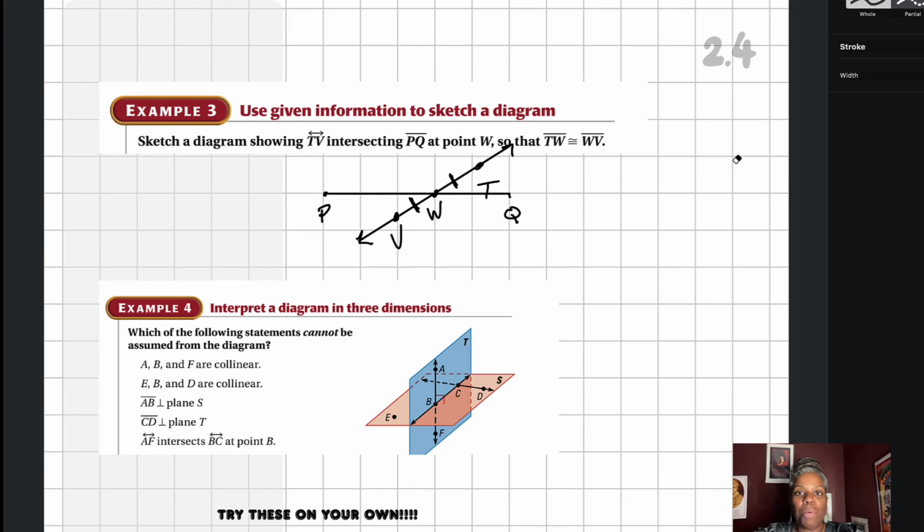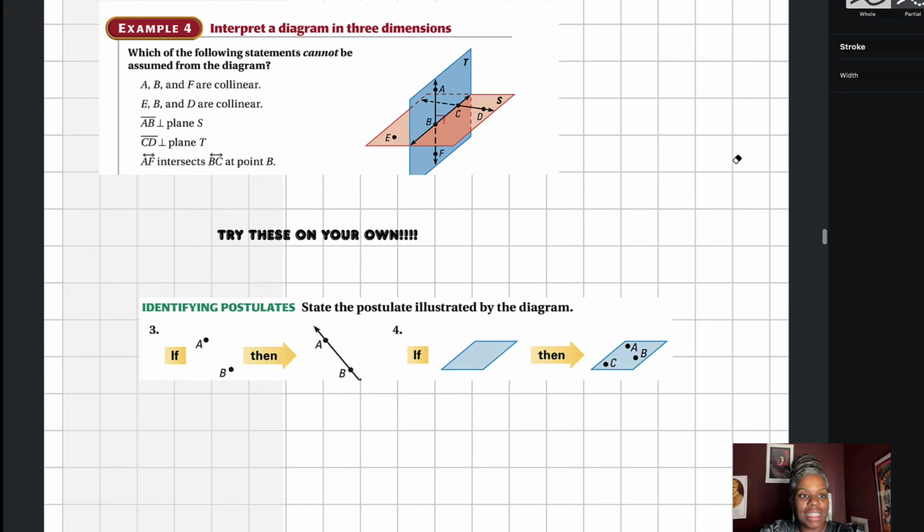One thing that's really important in geometry is for you to be able to picture and draw what you're being asked to think about and look at. One more example with me, and then you guys have some on your own. Let's take a look at this last one. It says, which of the following statements cannot be assumed from the diagram? So let's go ahead and take a look.